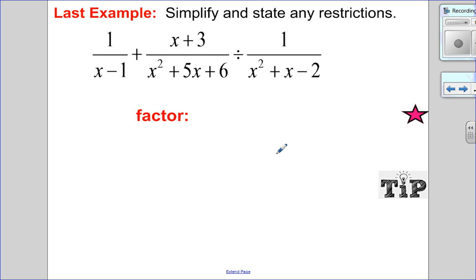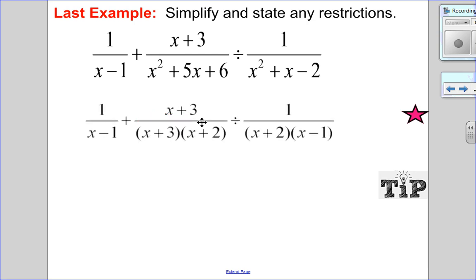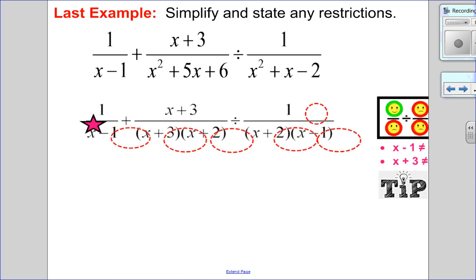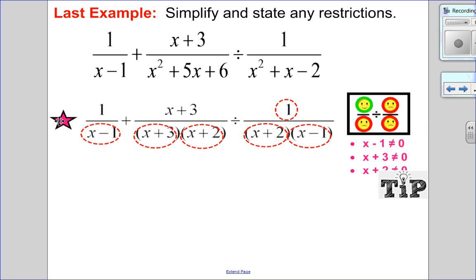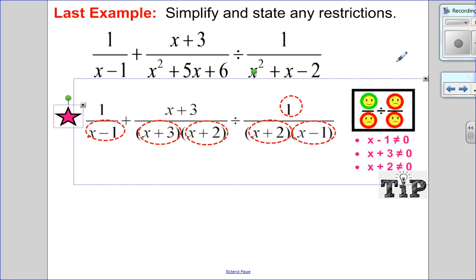So again, the very first step is to factor. Factor your denominator. Once I've factored my denominator, I can look at my non-permissible values, at all of my restrictions. So remember, I always have restrictions in the denominator, but because I'm dividing, I also have that new restriction in the numerator. So you can see all of my restrictions there.